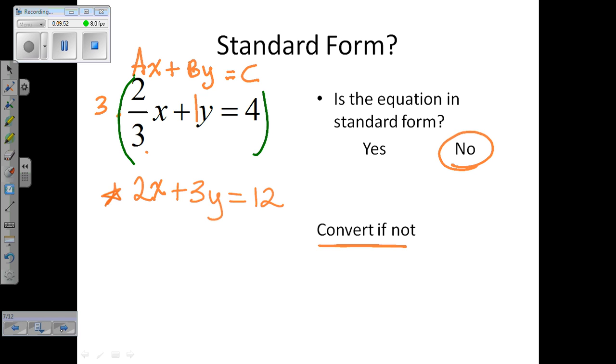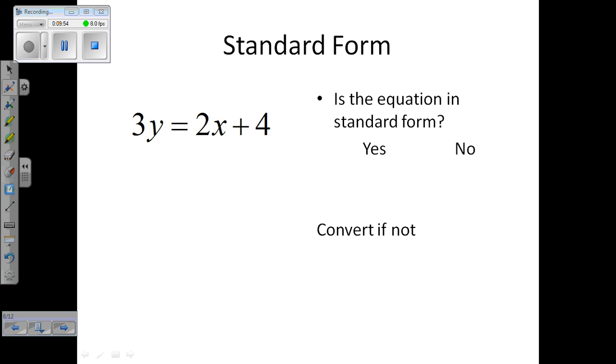Okay? This one, let's see. First we want to check, is it in the right format? AX plus BY equals C. Actually, this one's not in that format. You can see we've got 3y, but we don't have our AX on this side. Our AX is actually on the other side of the equal sign with the C, which is 4.